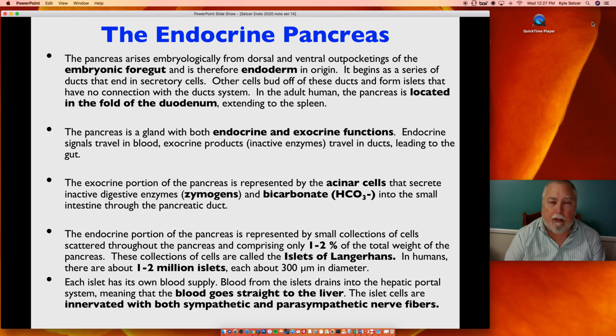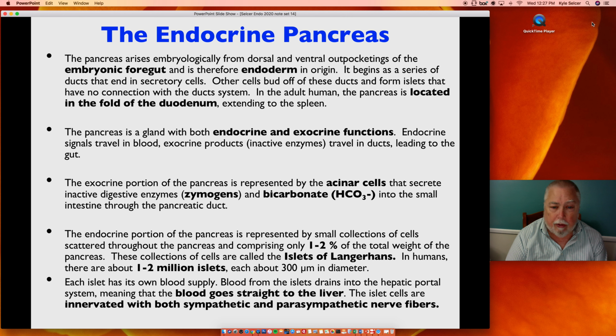The reason that digestive enzymes are secreted inactively is because if you put active proteases and such to travel through the ducts, they would eat the ductal cells. So you don't want those enzymes being activated until they actually get to the gut, where they're activated by pH changes. The endocrine portion of the pancreas is represented by small collections of cells scattered throughout the pancreas and consisting of only 1 to 2% of the total weight of the pancreas. So most of the pancreas is exocrine, only a little bit is endocrine.